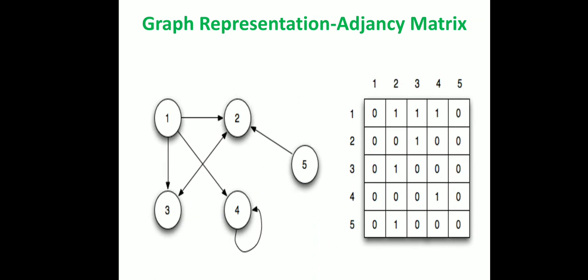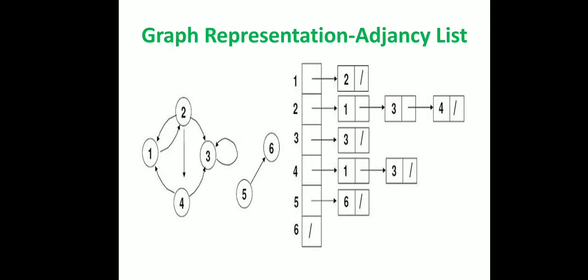Now you can see this example also for a directed graph. 1 to 2 there is an edge, so that's why I am writing 1. But 2 to 1 there is no edge, because this is a directed graph, so that's why I am writing 0. Now this graph can also be represented in the form of an adjacency list.